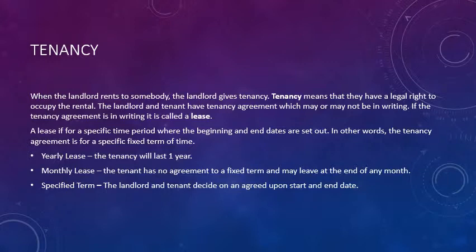Now, what that means is not that you have to leave at the end of 1 year or 1 month or at the end of the specified term, but that means the lease is up for renewal. So if you have a yearly lease, at the end of the year, the landlord and the tenant would meet and decide whether or not the lease will continue or the tenant will move out.